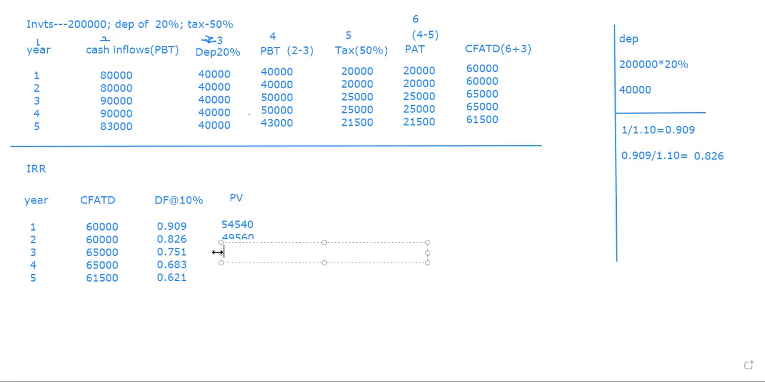And the next one, 65 into, I need to multiply now. So here the next one, 0.751 into 65,000 is equal to 48,815. We got it. So 48,815 is the next answer.